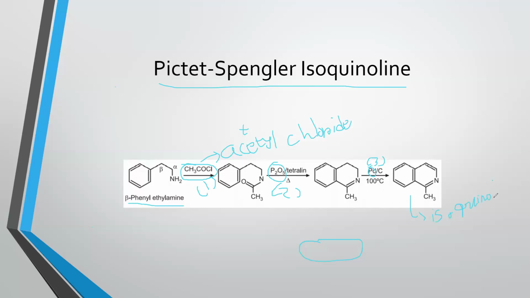So in the Pictet synthesis, what you have to remember is that beta phenyl ethylamine reacts with acetyl chloride in presence of P2O5, and in the next step in presence of palladium, it gives me an isoquinoline. So this is the Pictet-Spengler isoquinoline synthesis, or commonly it is known as the Pictet synthesis of isoquinoline.